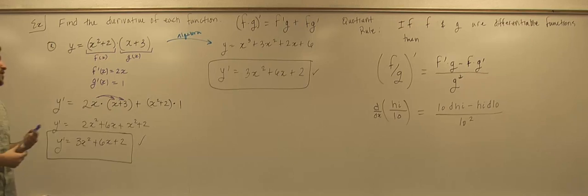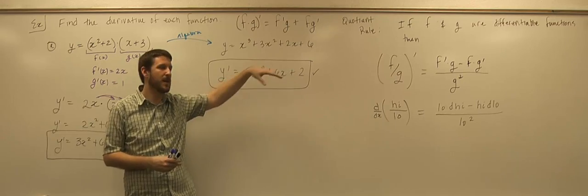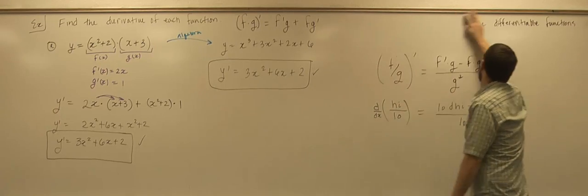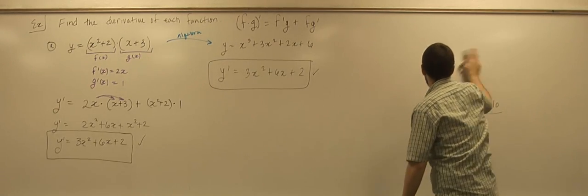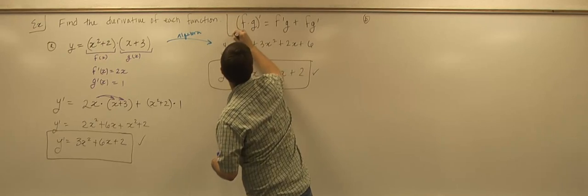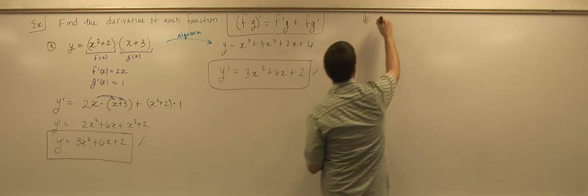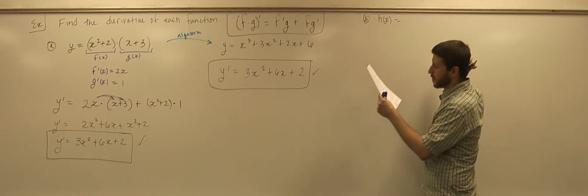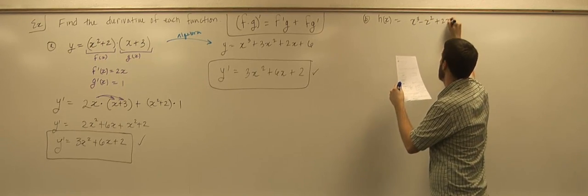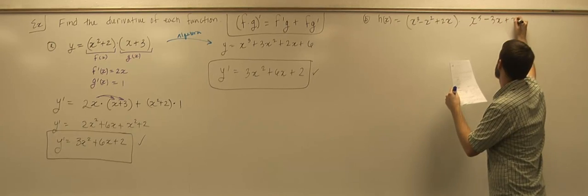So if it's easier to do the algebra first, I would definitely recommend doing the algebra first because that'll probably save you time. But it won't always be easier. So for example, I could give you something like h of x equals x cubed minus x squared plus 2x times x to the 5th minus 3x plus 20.